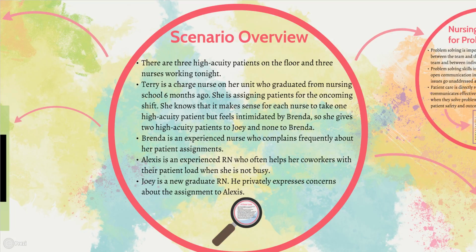Brenda is an experienced nurse who complains frequently about her patients' assignments. Alexis is an experienced RN who often helps her co-workers with their patient load when she is not busy. Joey's a new graduate RN. He privately expresses concerns about the assignment to Alexis.